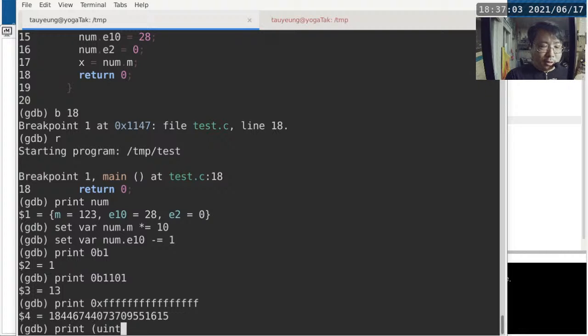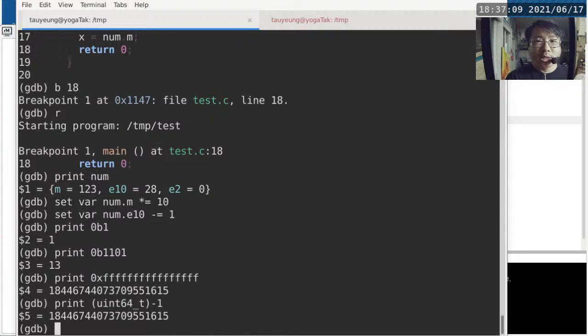uint64_t, which is a typecast, and -1. You go like, what? I'm just guessing that you guys are going like, what? If you already know why this works, great. But if you don't, that's okay too.